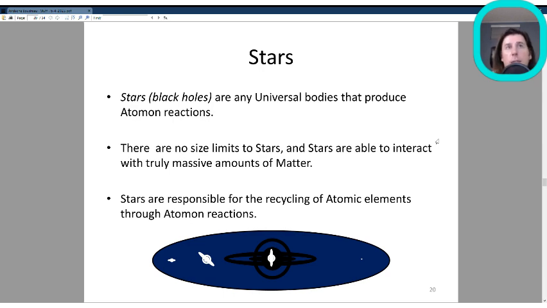Stars are responsible for the recycling of atomic elements through atom-ion reactions, and they can be small. They can be as small as just a single star. They can be large. They can be galaxy class. So that's how we're building up the nomenclature for this, with a couple of modifications, because nobody's really done it yet. So we're the first to do it. Welcome to Innovative Potential.